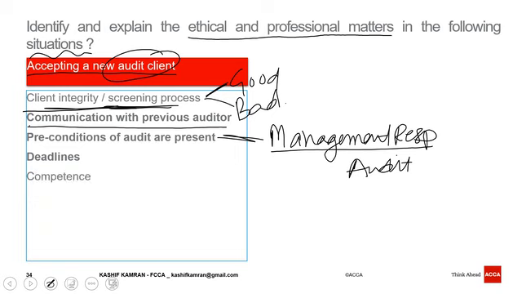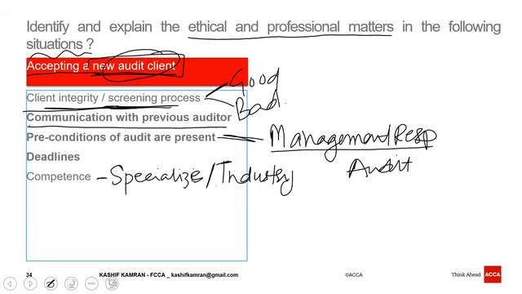Competence. You should consider your competence. Do you have competence to offer the service to an audit client? Competence means your specialization. Competence means the industry, because every client comes from an industry. So are you specialized in that industry? Do you have competence? Can you offer this service to an audit client? Specialization, right?